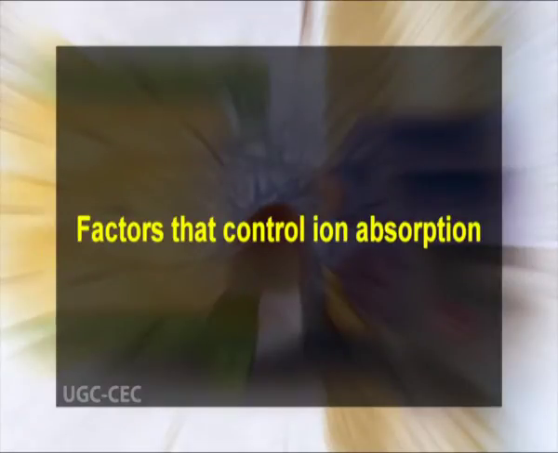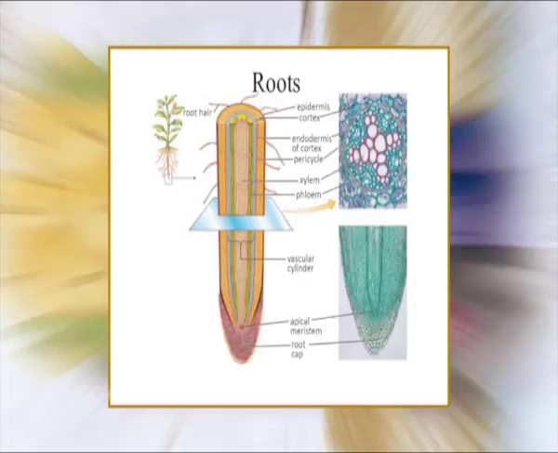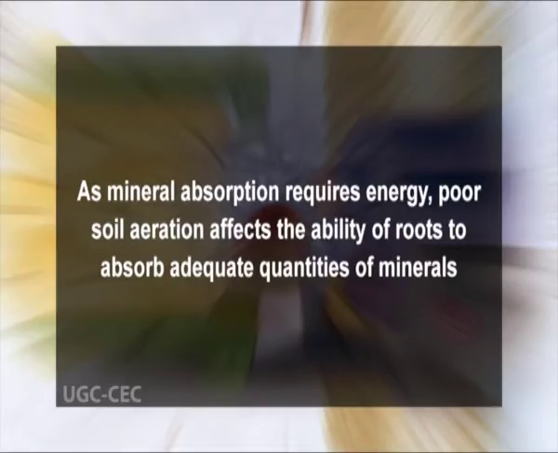Now coming to the final objective, that is factors that control ion absorption. First is soil aeration. As the roots contain a large number of living cells, they require considerable amount of energy for their metabolic activities and growth. So, oxygen is absolutely essential for generating energy-rich components by biological oxidation process. As mineral absorption requires energy, poor soil aeration affects the ability of roots to absorb adequate quantities of minerals.